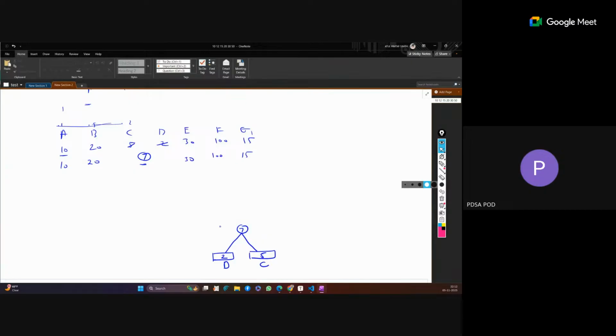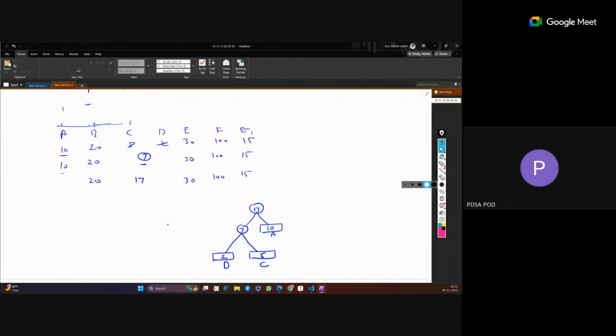So just mark. Okay, 7 is already there. You are taking 10, so just keep this 10 with 7. Now 10 is representing A, and this becomes 17. Okay, 10 and 7. So just mark this 20 and 17 and 30 and 100 and 15.